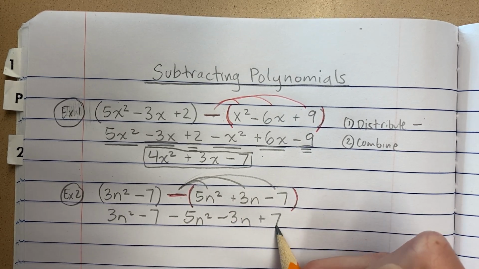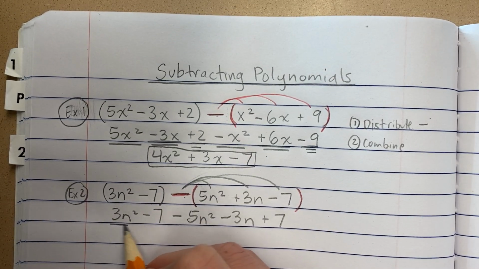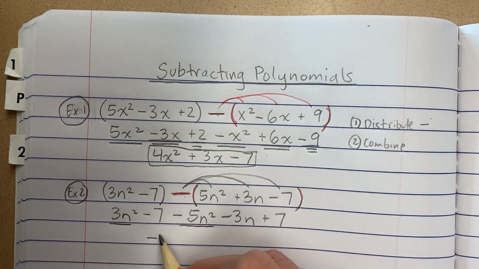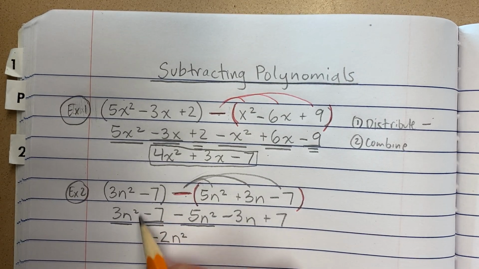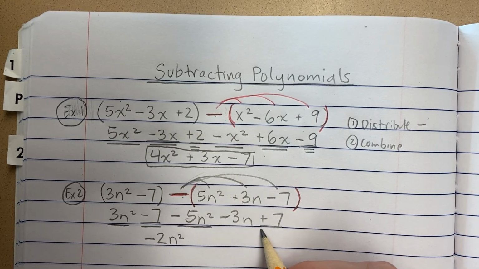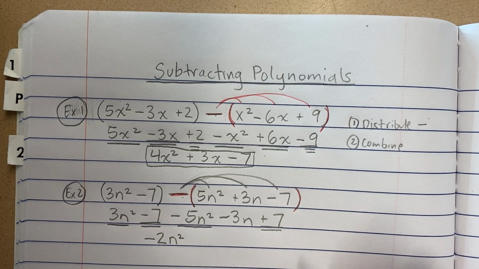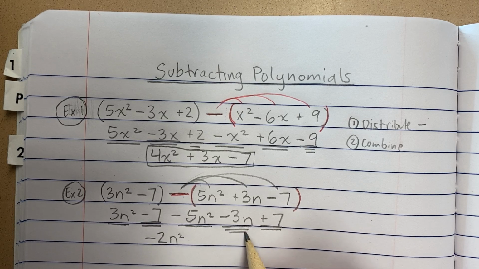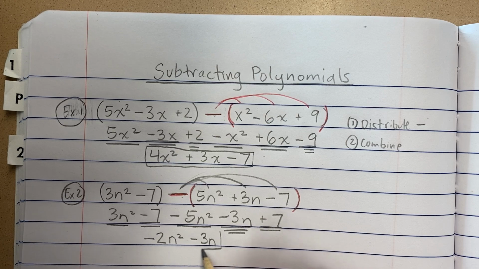That becomes plus 7. Okay, so here I have 3n squared minus 5n squared. 3 minus 5 is -2n squared. Now I have -7. What's that like terms of? There's no n on this. This one also has no n. -7 plus 7, that's 0. I'm not going to write that at all. And then here, this is minus 3n. There's no like terms. We're just going to bring it down. Okay, so this is my answer.